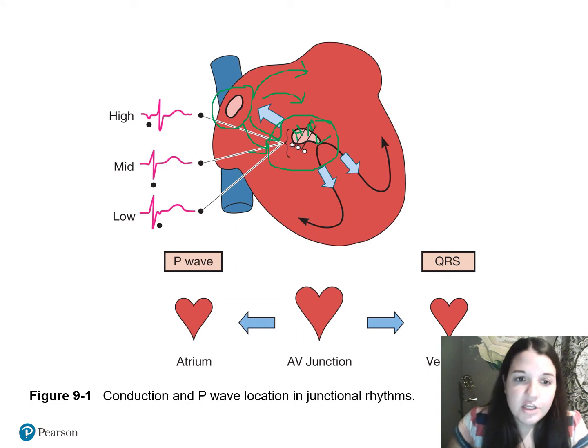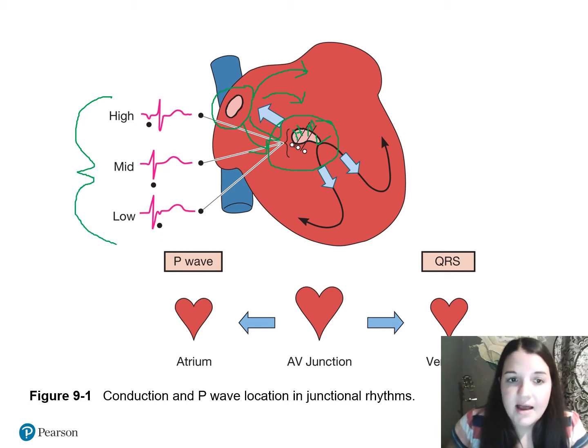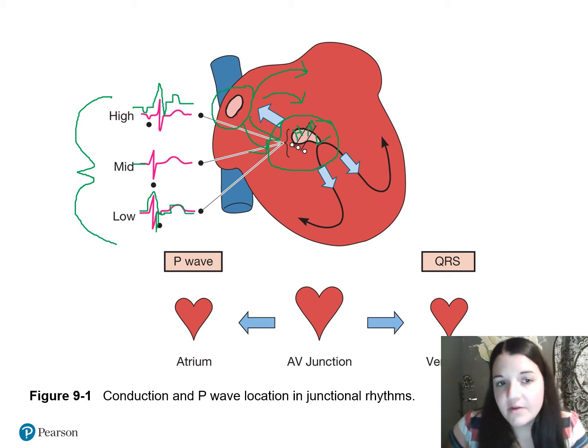So here, if you look at your images over here, notice that with my high impulse, my P wave is negative before my QRS. With my mid, there is no P wave. And with my low, my P wave comes behind the QRS. Now remember, for my high impulse from my AV junction, that PR interval is going to be less than 0.12 seconds.